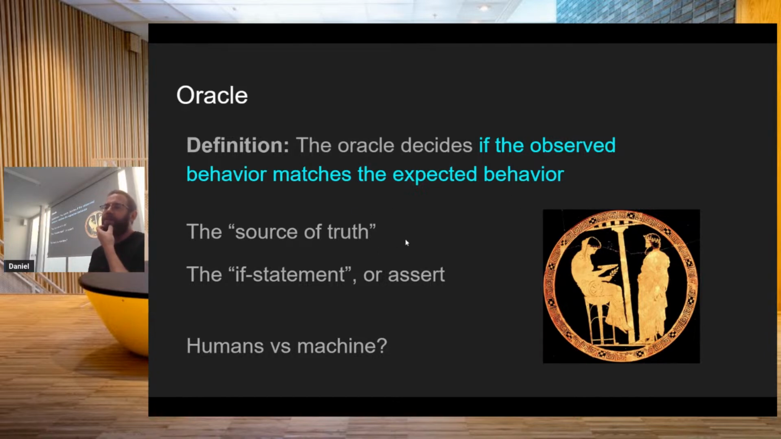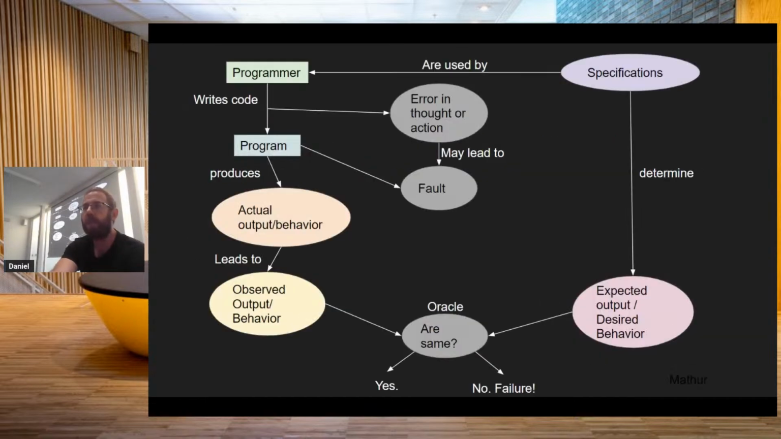So the oracle is the source of truth, when we program it as an if statement or an assert. We could program an assert or an if statement in such a way that we allow a little bit of difference between these two orange colors. Or we can say that these must be exactly the same. So when we write test cases, we are testers. We are the oracle that produces the truth, so to speak. But we can also let a machine do this.